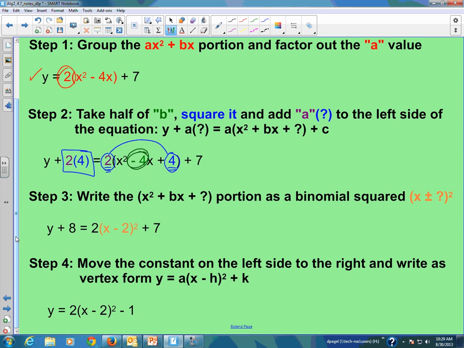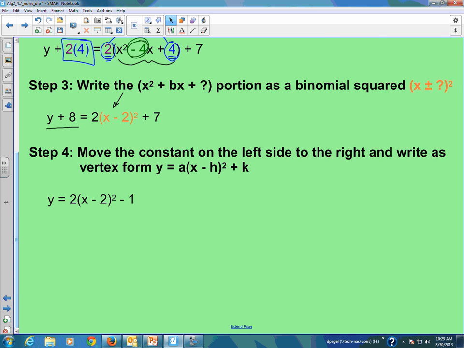Step 3 then would take our perfect square trinomial and write it as a binomial squared. That's what's happening here. So we've taken the x squared minus 4x plus 4, we put ourselves into vertex form. So we want to move that 8 to the other side by subtracting, and end up with a vertex form.